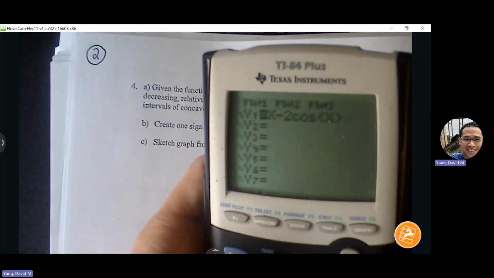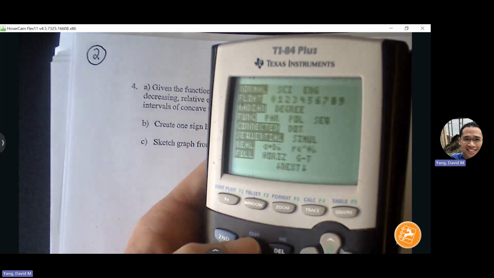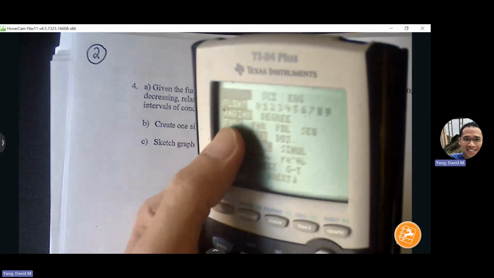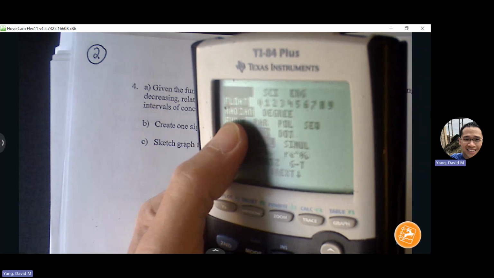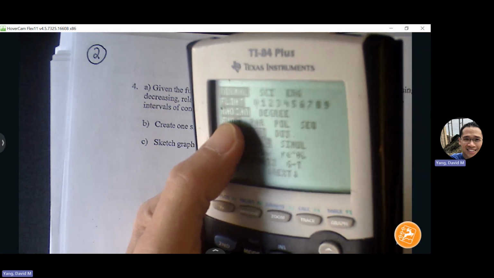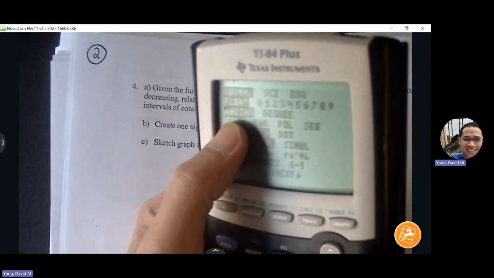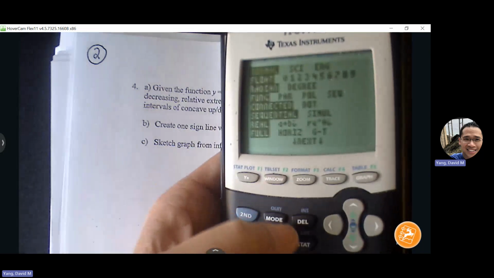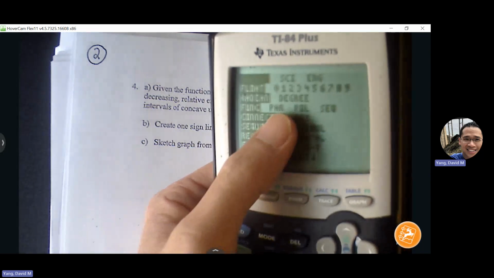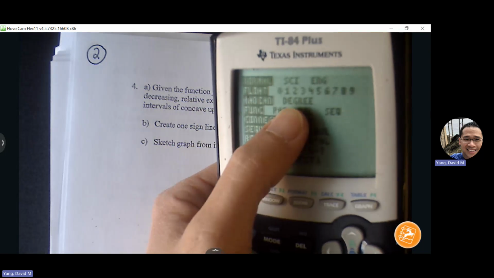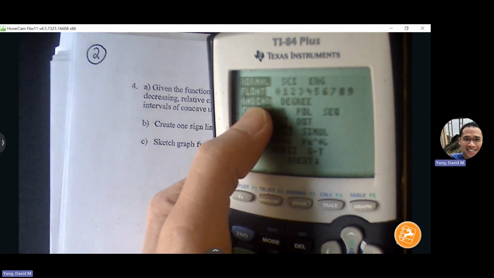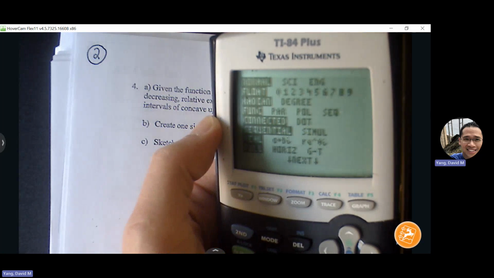Next up, let's go to mode. Make sure that we're always in radian mode. Anytime we're using the calculator, and anytime we're involving trig, we're always going to be in radian mode, never in degree mode. So you can always scroll down. If degree is highlighted, make sure that radian is the one that's highlighted.